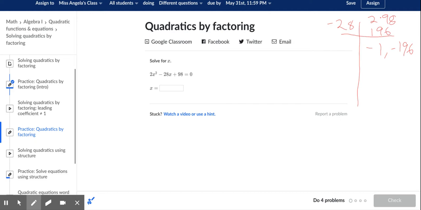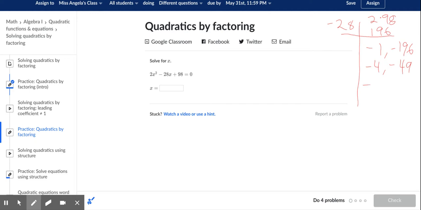Let's try dividing by 4. Okay, so 4 and 49 work, or negative 4 and negative 49 work. Still too big, right? If I add those together, I'm going to get a smaller number here, negative 53. So we need to try dividing by a bigger number. So let's see if 196 is divisible by 6. It's not. Let's try 7.